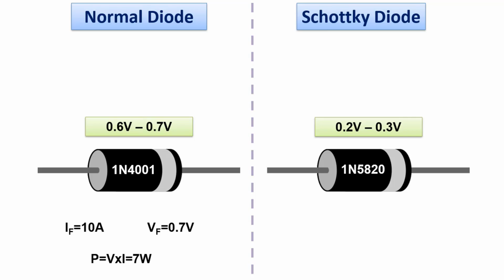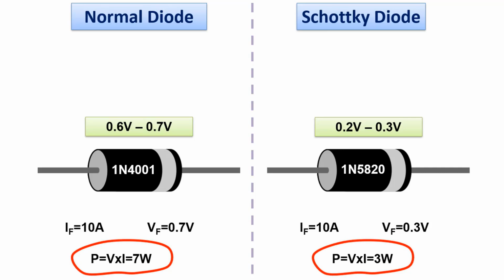Let a current of 10 amps flow through the Schottky diode on the right in the same way. Let's assume that a voltage value of 0.3 volts is needed for this to conduct. The power consumed by this Schottky diode will be 3 watts from the formula P equals V times I. From these results, we can see that the wasted power on the Schottky diode is less. If this power value is in a circuit with higher current, it will create much higher differences.